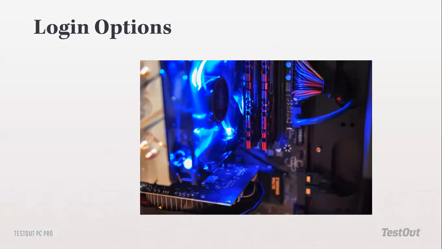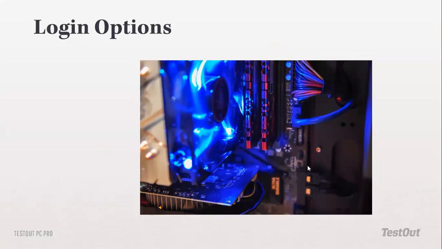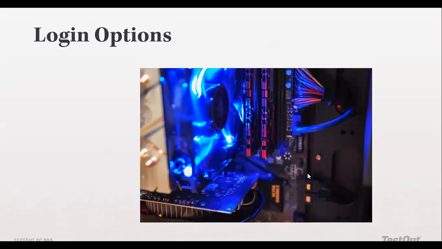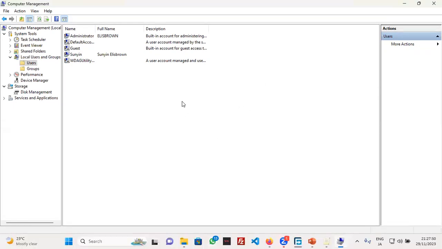So once again, to go to manage user accounts, I will simply press the Windows key or open up the search bar. I type computer management. I will open up computer management. When that is open, let me share the whole screen instead. Right. When I've opened up computer management, I want to create a new user.